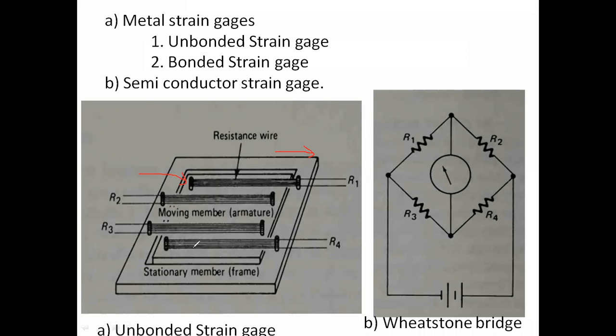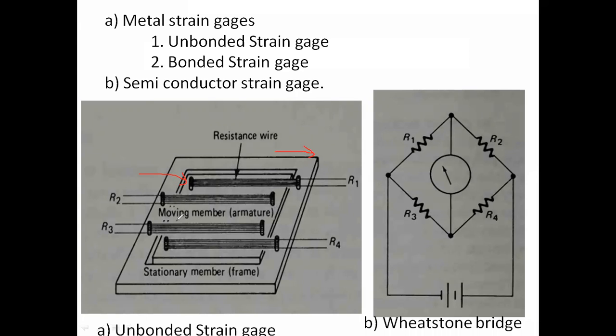You can understand. So this one is the movable member, and this movable member is placed above the stationary member, and we will wind the wire on these insulating poles. So it is like one pole on the stationary member and another pole on the movable member. Like that, we can place these wires.